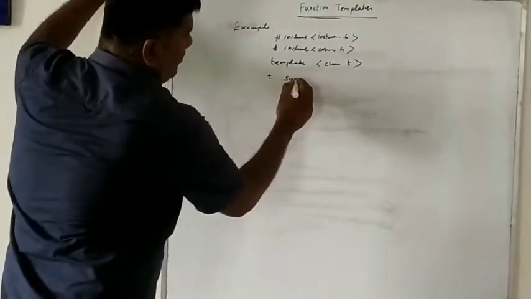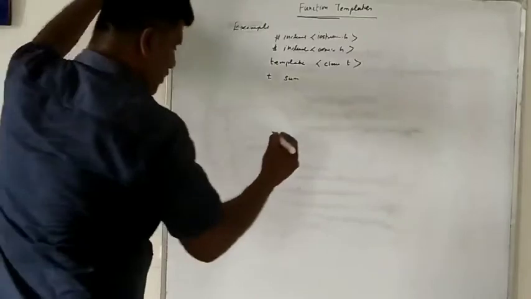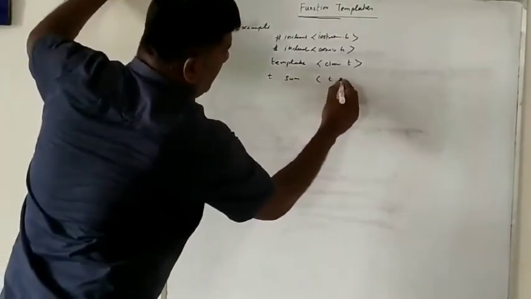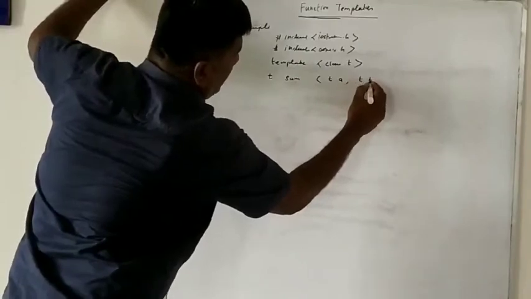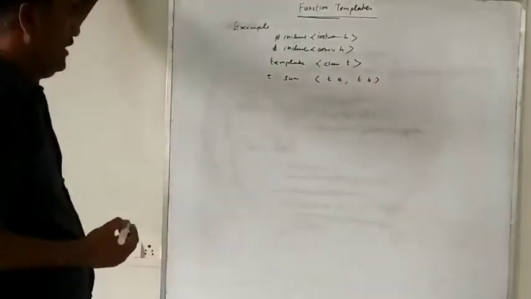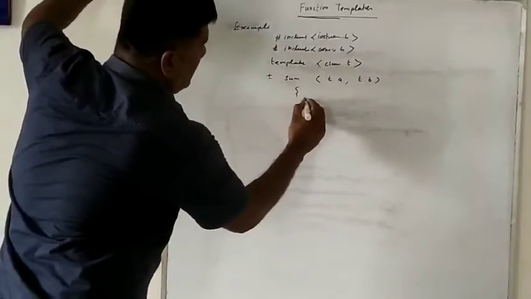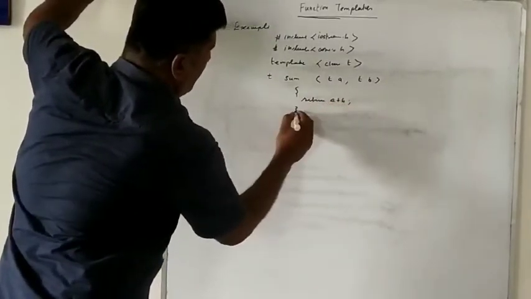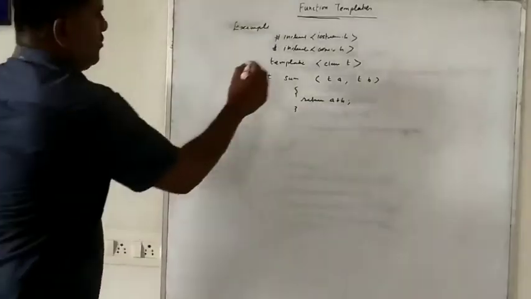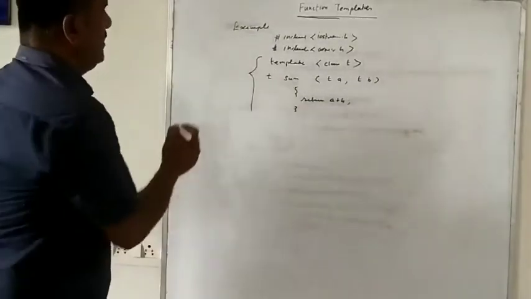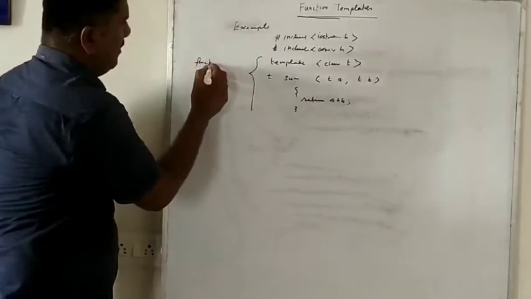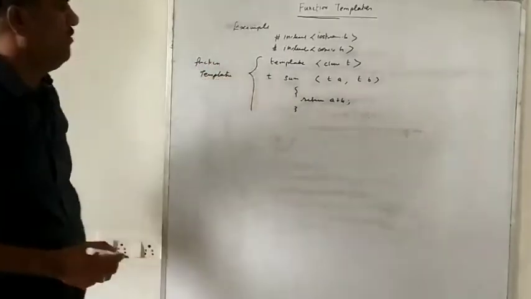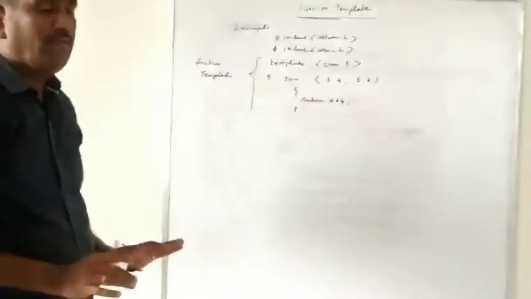You write sum, where sum is the function. You pass two arguments, T a, T b. Inside, the same code is written: return a plus b. So this is called a function template. So how do we create the function template?